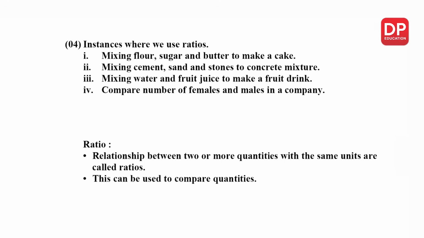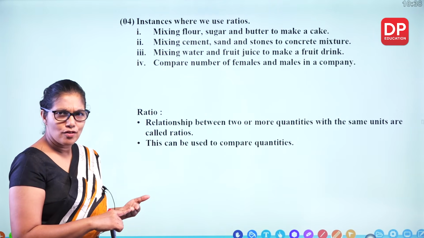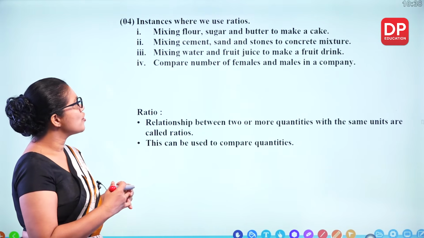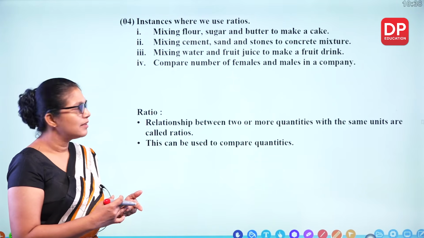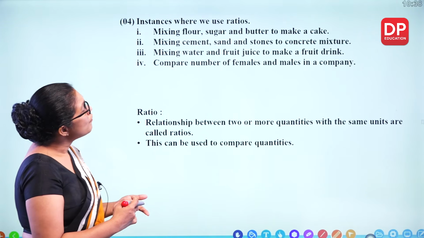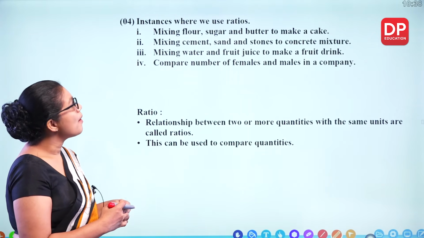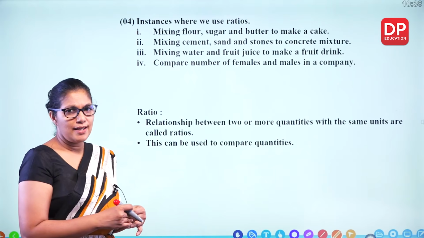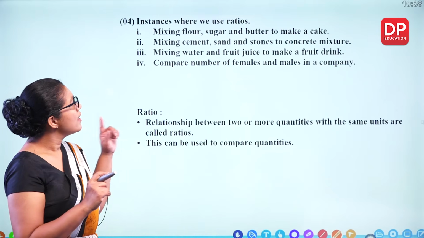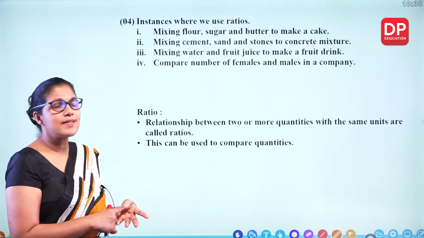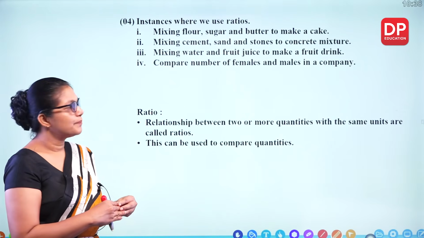Instances where we use ratios. Mixing flour, sugar and butter to make a cake, so we need a specific ratio. Mixing cement, sand and stones into a concrete mixture. Mixing water and fruit juice to make a fruit drink. And when you want to compare the number of females and males in a company. So ratio is important in every place. When you want to compare things or make something, the ratio is important.